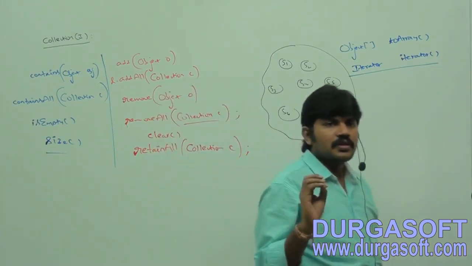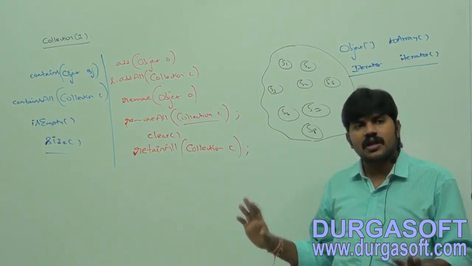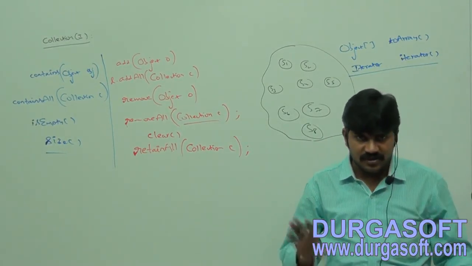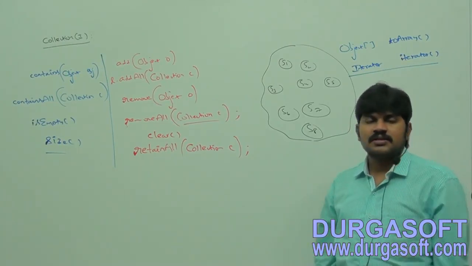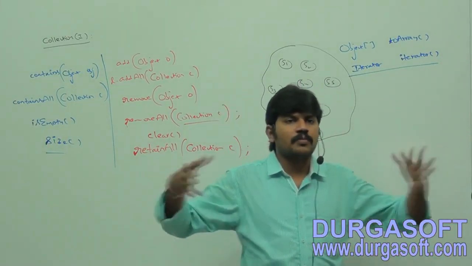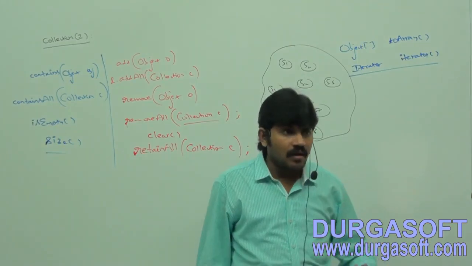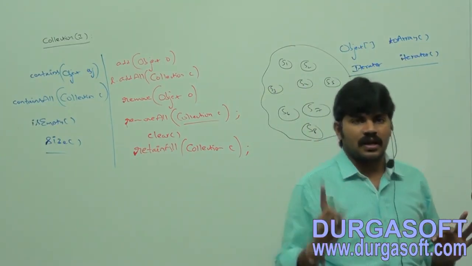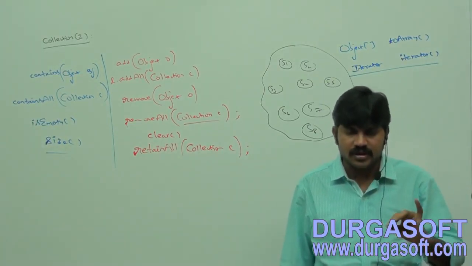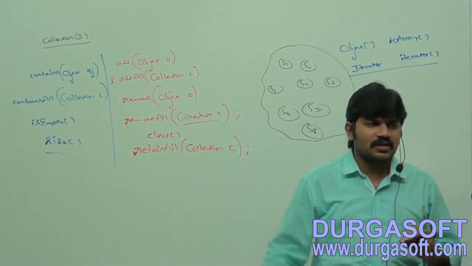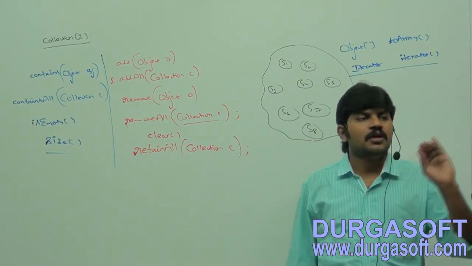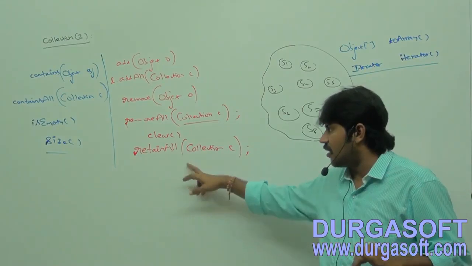That's all. These are very common, generalized methods present inside the collection interface, applicable for any collection object. I want to add an object to a collection: which method? Add. I want to add a group of objects: addAll. I want to remove a particular object from the collection: remove. I want to remove a group of objects: removeAll. I want to clear all objects from the collection: clear. Except a particular group, remove all the remaining objects: retainAll.